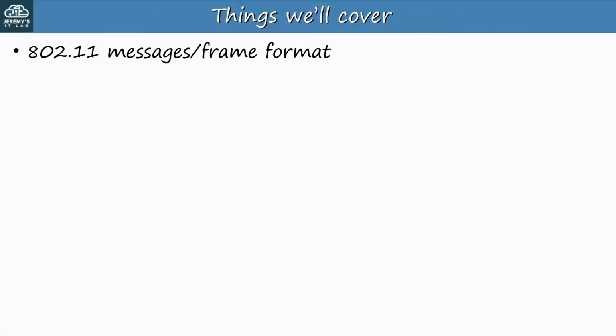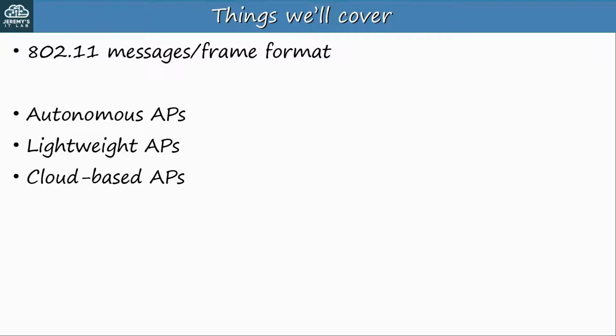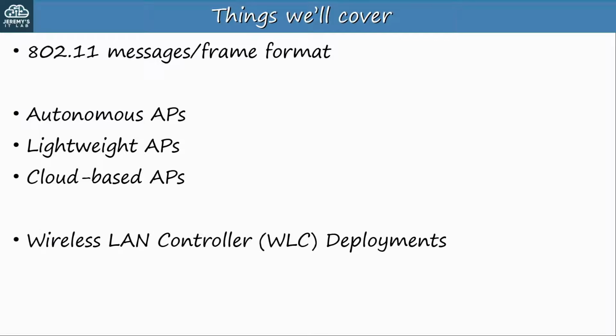Here's what we'll cover. Before covering wireless architectures, we'll take a quick look at 802.11 messages and the 802.11 frame format. 802.11 wireless LANs function differently than 802.3 wired Ethernet LANs, so there are some unique message types, and the frame format is different as well. Then we'll cover different wireless access point architectures: autonomous, lightweight, and cloud-based. Finally, we'll look at different wireless LAN controller deployments.